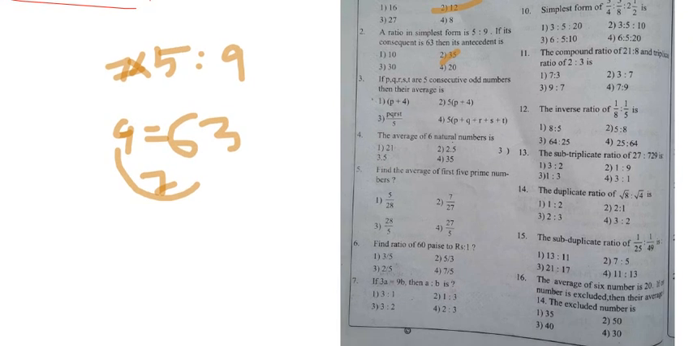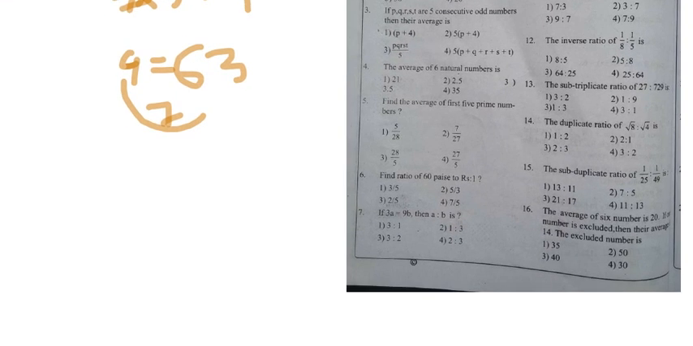The question number 3 is P, Q, R, S, T. There are 5 consecutive odd numbers. Then their average is, whatever may be the numbers, our job is the sum of the observations by the number of observations. See, that means we have to add P plus Q plus R plus S plus T, and that is only divided by 5.